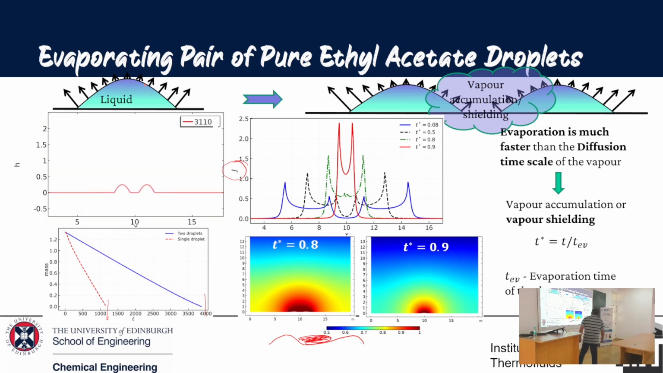And another point is, maybe there will be some time lag for the vapor to accumulate between the two droplets. So can there not be a bit faster evaporation rate initially, and then a transition towards that?